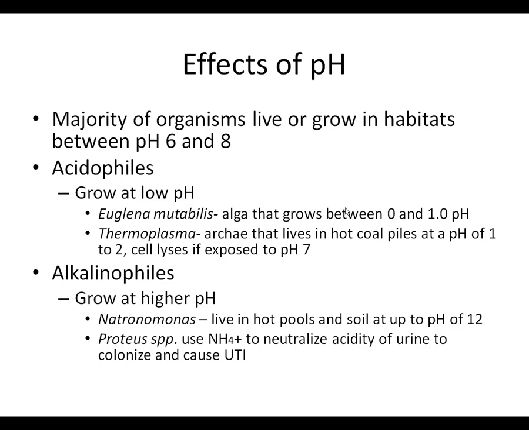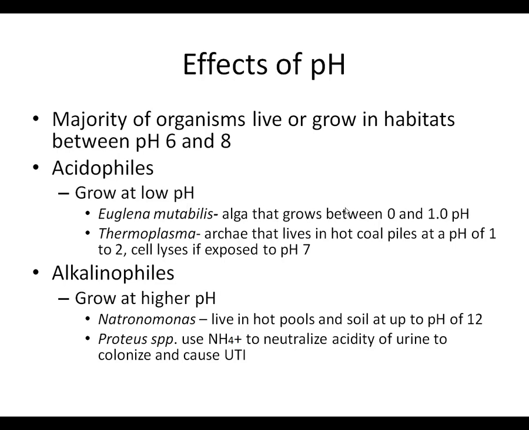You have Euglena mutabilis. This is an algae that is going to grow between a pH of 0 and 1. This is the pH of your stomach. Then you've got Thermoplasma. This is an archaea that lives in hot coal piles, and the pH of those hot coal piles can reach as low as 1 to 2. Basically what happens is, as the pH gets higher, the cells will begin to lyse, and if they are exposed to a pH of something like 7, you will completely kill the population of cells.